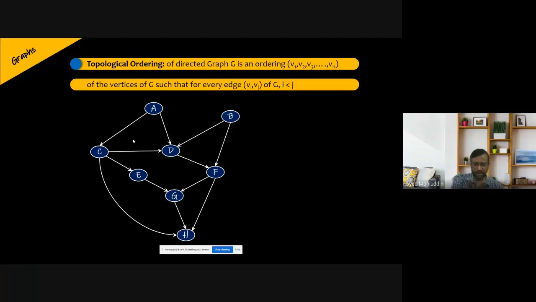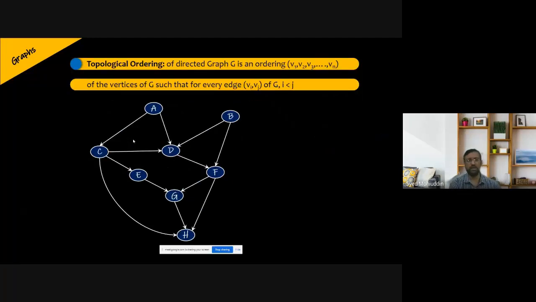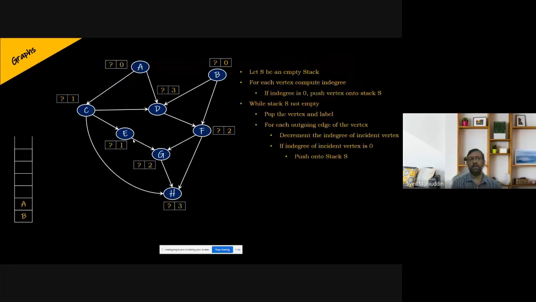Now for this complete graph, let us look at the ordering of vertices, or topological order. Initially, we will take the help of a stack to perform this operation, and this stack will be empty initially. The first thing we do is, for every vertex, we try to compute its in degree.